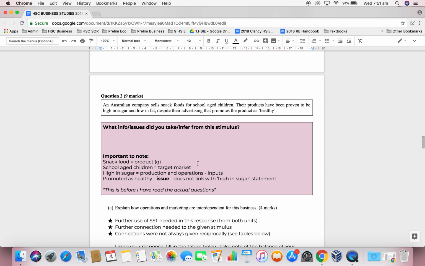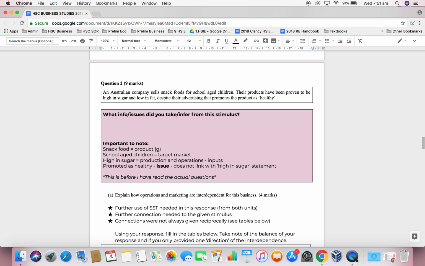Question 2, was an Australian company selling snack food for school-aged children. Their products have been proven to be high in sugar and low in fat, despite their advertising that promotes the product as healthy. So straight away, you should have been thinking, there's a problem here. There's some issue. For the fact that it's high in sugar, but being promoted as healthy, they don't quite match up.